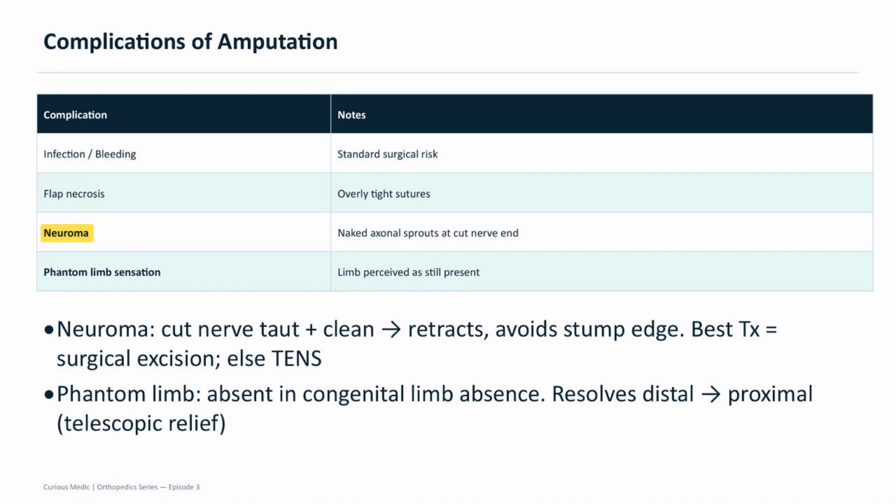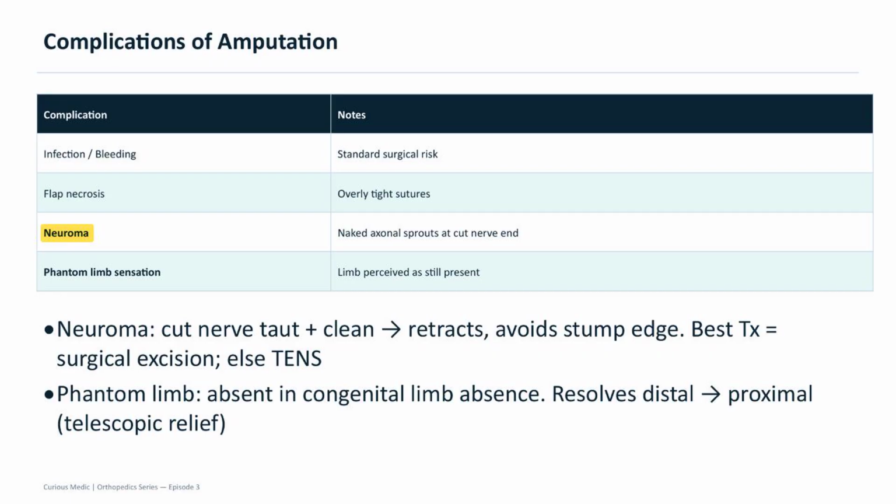When a nerve is cut during amputation, the proximal segment does not simply stop. It produces axonal sprouts, bundles of naked, hypersensitive nerve endings that form a painful nodule called a neuroma. If the nerve is cut improperly, for example, just at the surface, this neuroma forms right at the stump edge where it will be compressed every time the patient wears a prosthesis. The result is severe, debilitating pain.